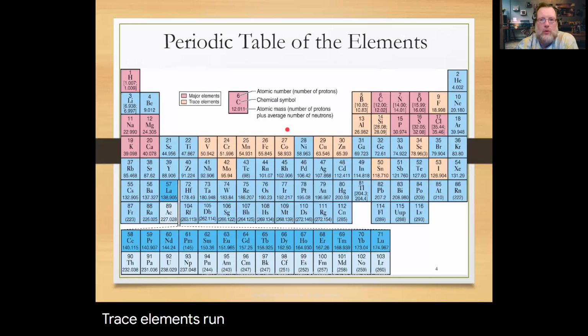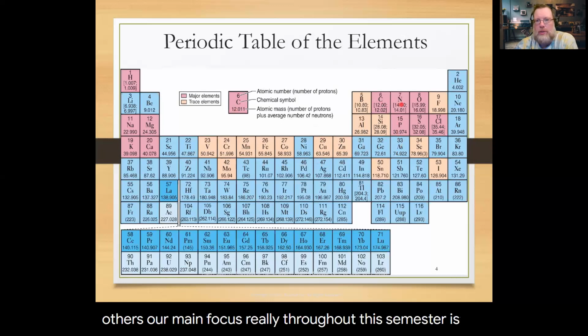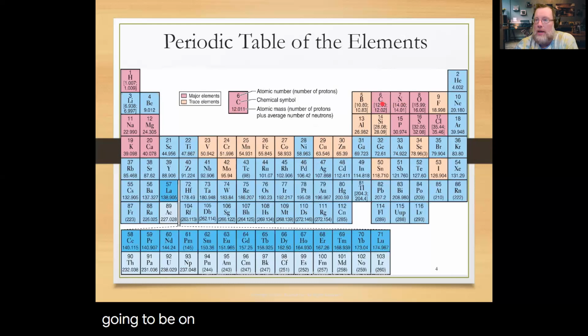And then we have some of the other trace elements, boron, fluorine, aluminum, silicone, and a few others. Our main focus really throughout this semester is going to be on carbohydrates, proteins, and fats, which are going to include the CHO as well as N's for proteins.